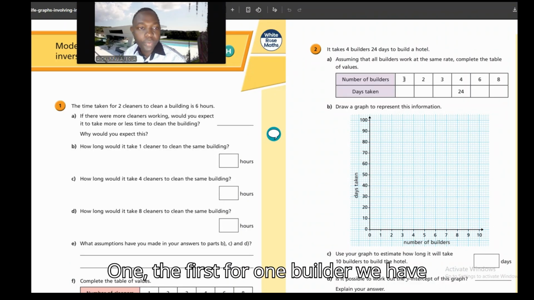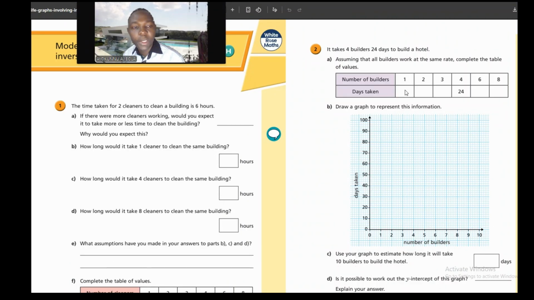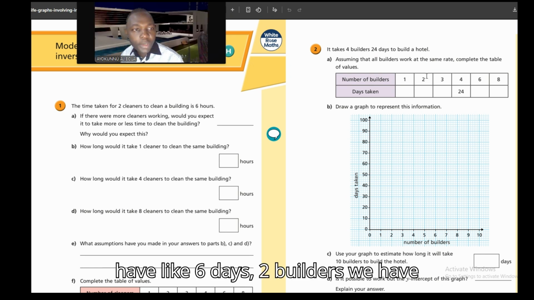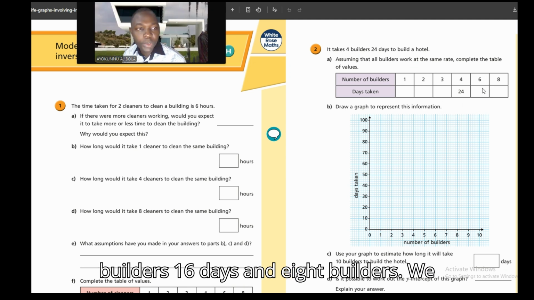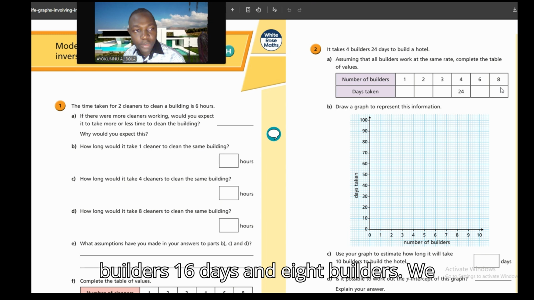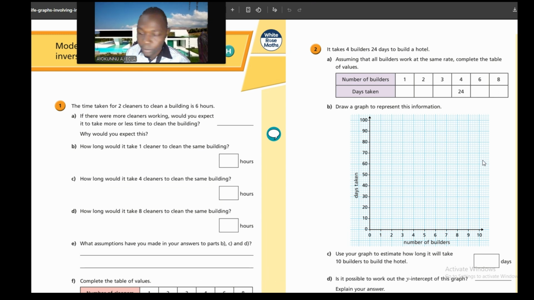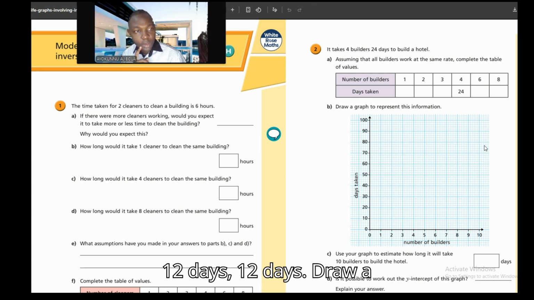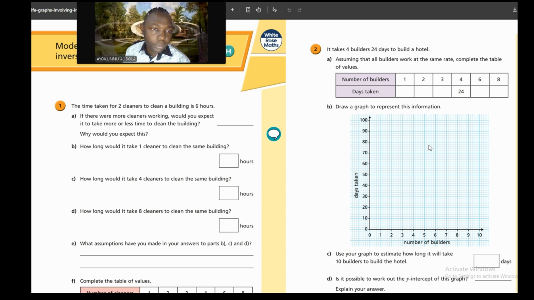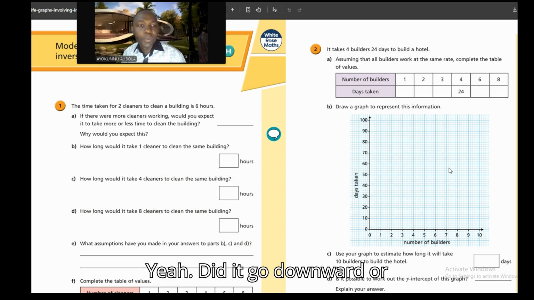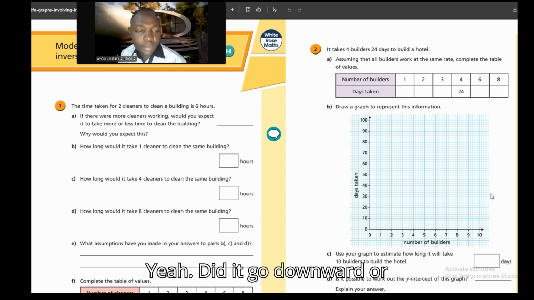For one builder, we have 96 days. Two builders, we have 48 days. Three builders, 32 days. Six builders, 16 days. And eight builders, we have how many days again? 12 days. Draw a graph. You drew your graph, right? Did it go downward or upward?